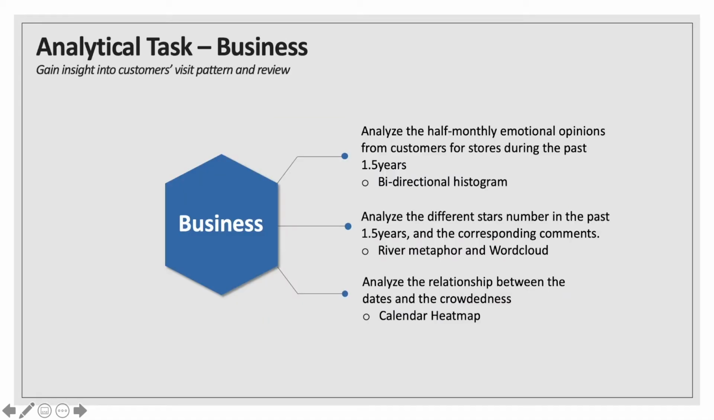For business part, there are 3 tasks. 1. Analyze the half-month emotional opinions from customers for stores during the past 1.5 years, using bidirectional histogram. 2. Analyze the different star numbers in the past 1.5 years, and the corresponding comments, using river metaphor and word cloud. 3. Analyze the relationship between the days and the crowd list, using calendar heat map.